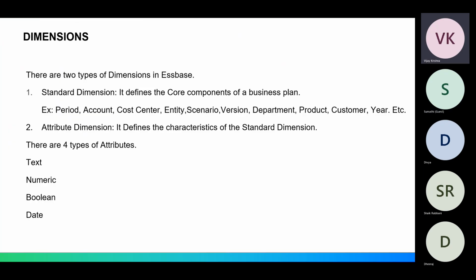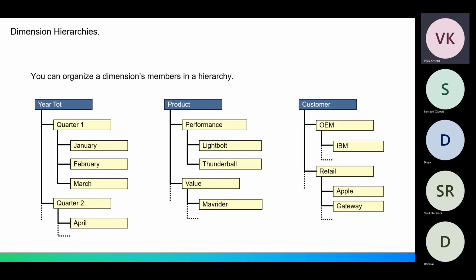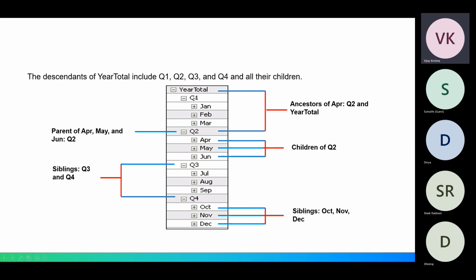So you can organize the dimension members in a hierarchy, is what we said. I told you that each and every dimension will have its own hierarchy. Year total has its year total hierarchy, product has its product hierarchy, customer will have its customer hierarchy. Same thing that we talked about.